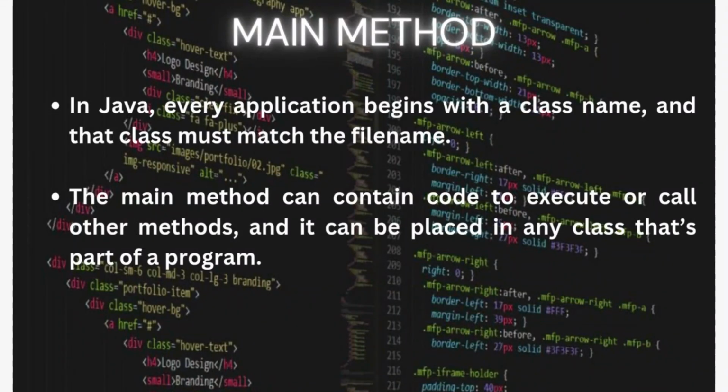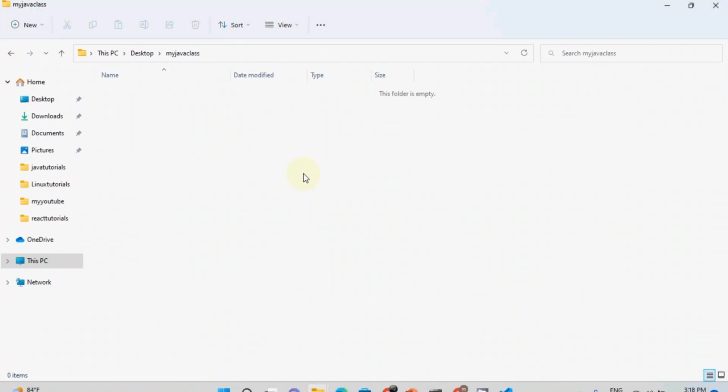I will go back to my Visual Studio Code and explain certain things. I create a folder on my desktop and call it my Java class. You can call it anything. This is where our project will actually reside, so you can choose a location where you want your Java project to be. For me, I've created a folder on my desktop, and I'm calling it my Java class.